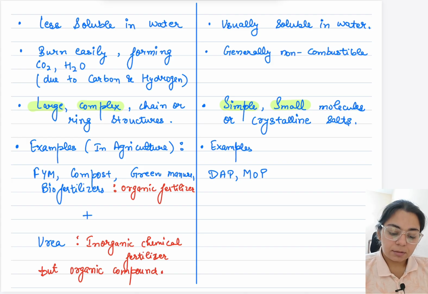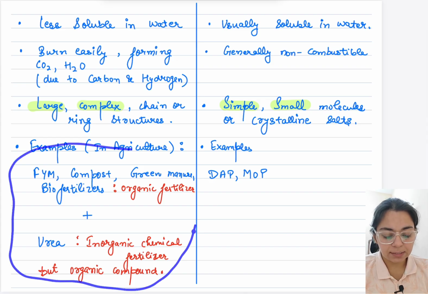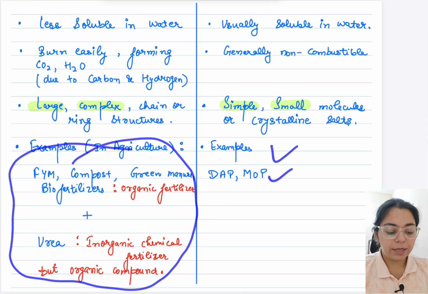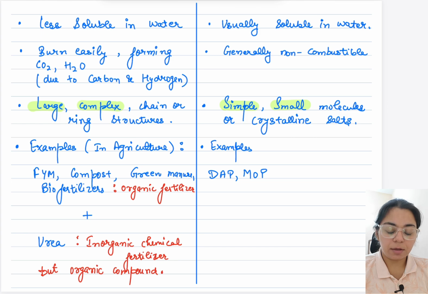Then organic ones will be large complex chains and will be forming ring structures. Inorganic ones will be simple small molecules or crystalline salts. Examples are these, as I already told you, and here DAP, MOP, etc. are inorganic.